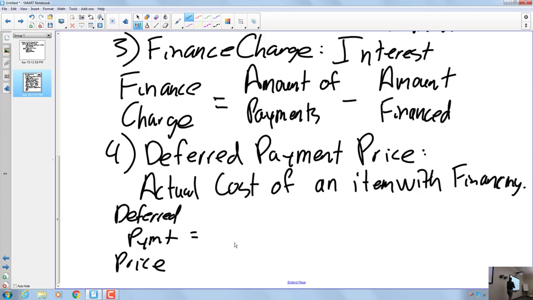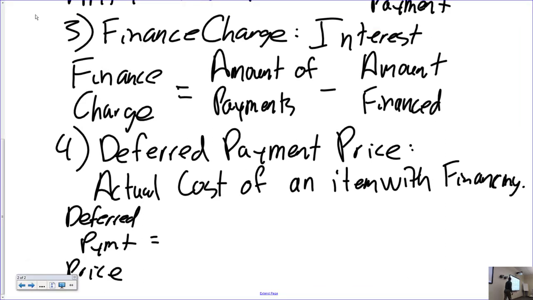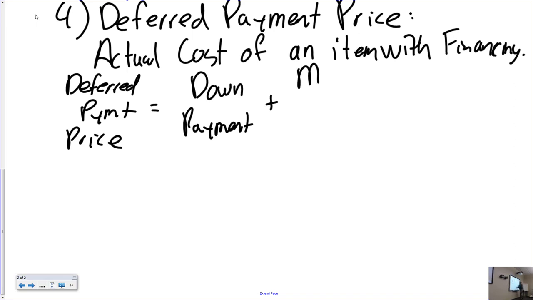Okay, so deferred payment price. Again, folks, it's the actual amount of money that you're paying for an item. So how do you add up all the money that you spent on something? Well, one way is to just add up the money. When you're buying something, what's the first thing that you do? If you're borrowing to do it, you give them the down payment, and then you add in the total monthly payments, right?